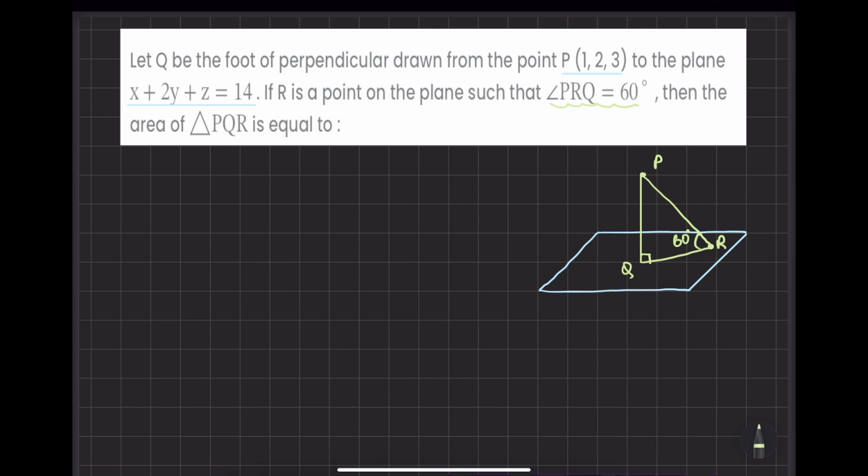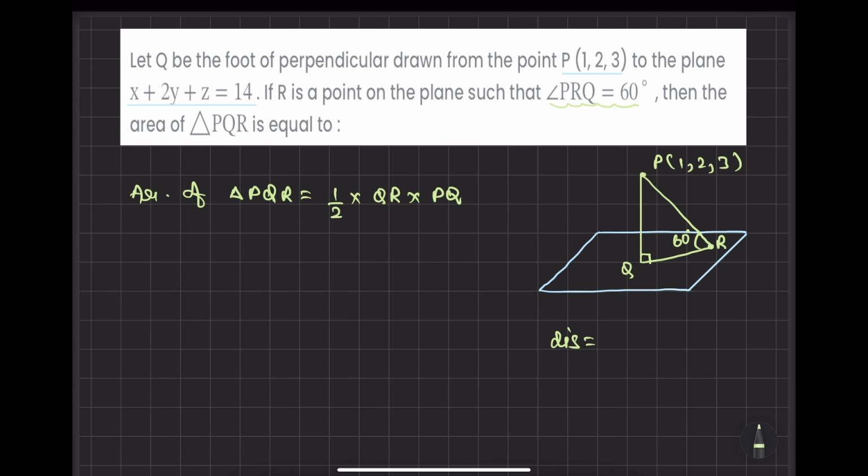Great. So we need to find out the area of triangle PQR. So according to you, what is the area of a triangle? It is half times base times height. So base is what? QR. Height is what? PQ. Okay, so you know the point P is (1, 2, 3). So PQ is a distance, a perpendicular distance. So can I do this thing?